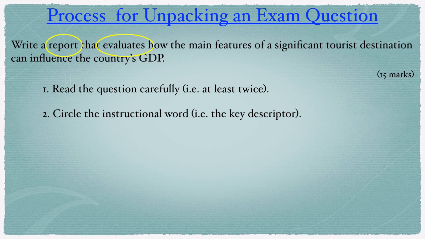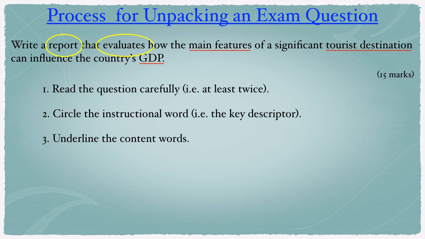Following this, they need to underline the content words. And in this case, these are the main features, tourist destination, and GDP. This hopefully narrows their thinking in this particular area, and instead of them thinking about tourism in general, they start to get an idea of how to formulate their answer.